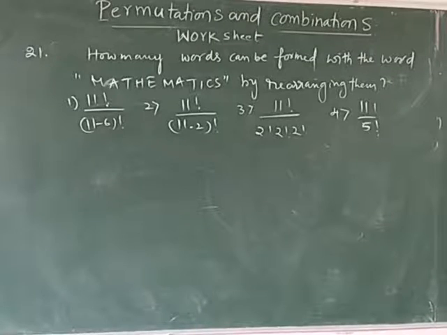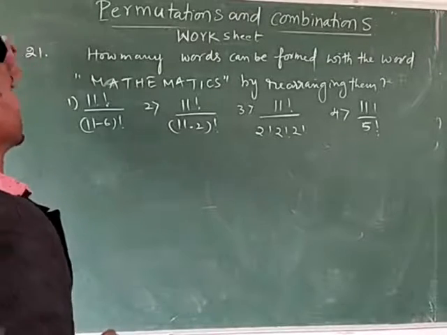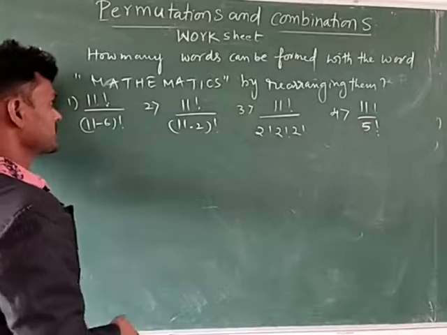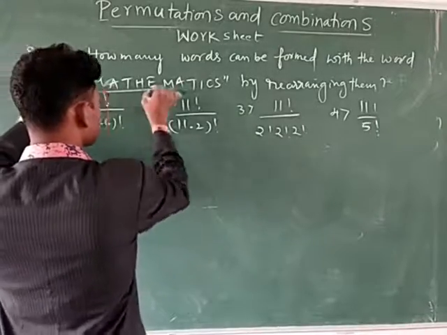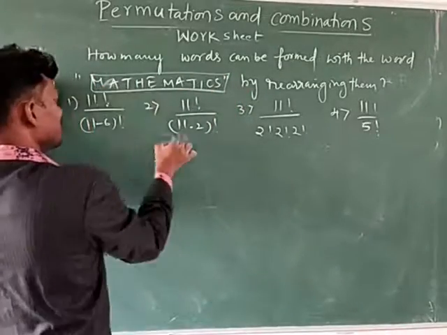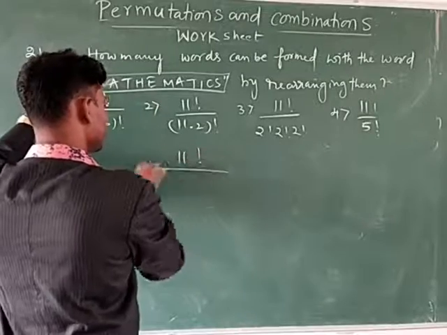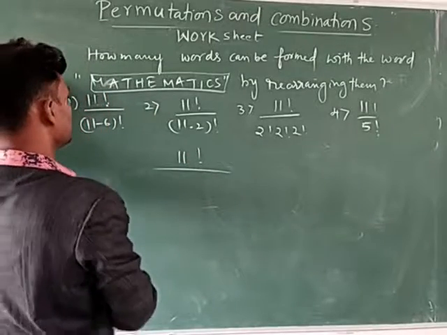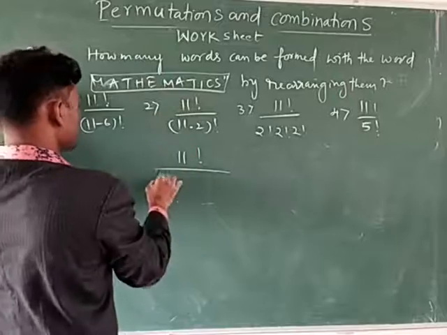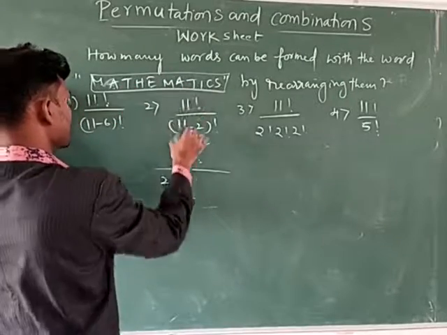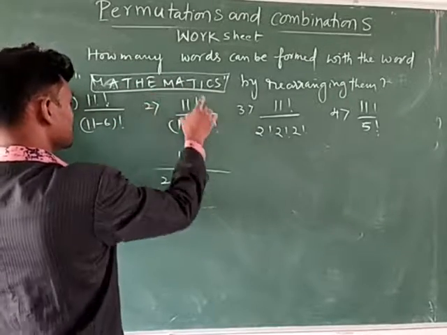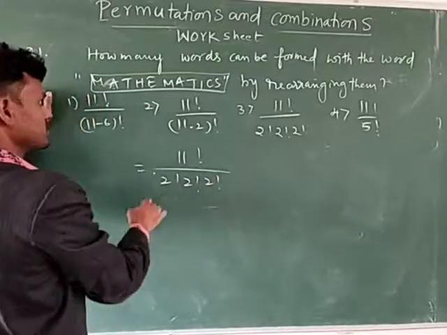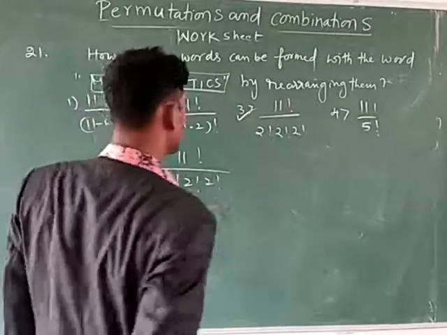Next one: how many words can be formed with the word mathematics by rearranging them? Here in mathematics, total how many letters are there? Total 11 letters can be arranged in 11 factorial ways. Next, repetition: M how many times? 2 times. Next A is 2 times. Next T is 2 times. This is the answer. Rearranged words.